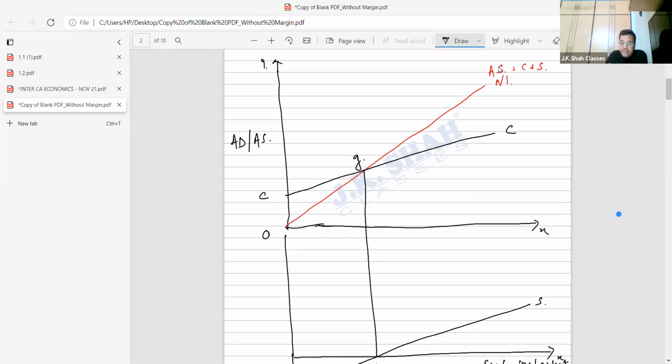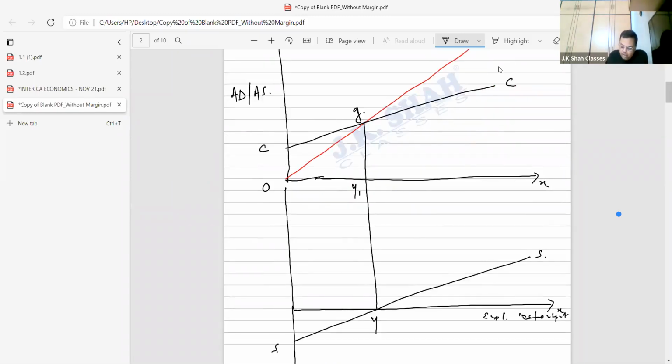Aggregate demand, C, is the aggregate demand curve. Why? C plus I plus G. Come on, tell me fast. This point G corresponds to the Y1 level of income. So before the Y1 level of income, what happens, students? Saving is negative, then savings becomes positive. Till here, I hope it's clear.